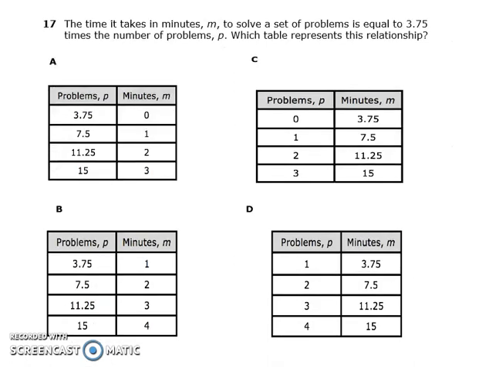Number 17. The time it takes in minutes m to solve a set of problems is equal to 3.75 times the number of problems p. Which table represents this relationship? A, B, C, or D?